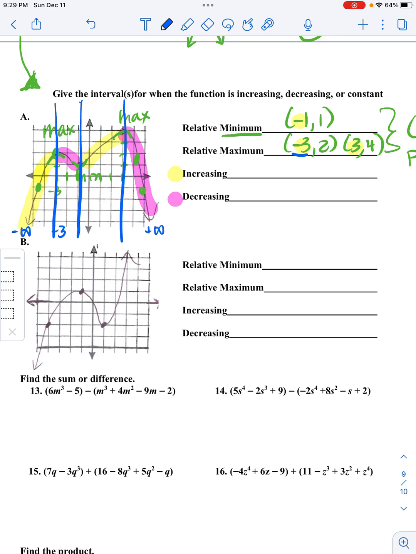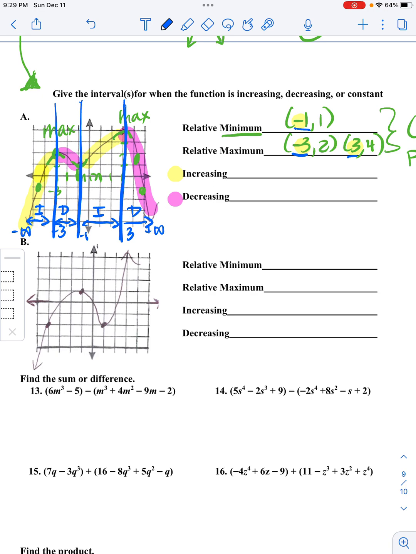This next line that's occurring at the minimum is at -1. And the last line over towards the right is going to be at +3. And now I know that I'm only using these values to describe what's going on in between each of these changes. The yellow part here is going up from left to right, coming back down, going back up, coming back down. So increasing and decreasing.